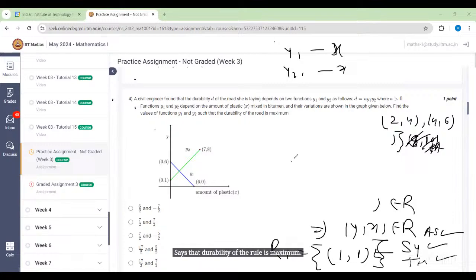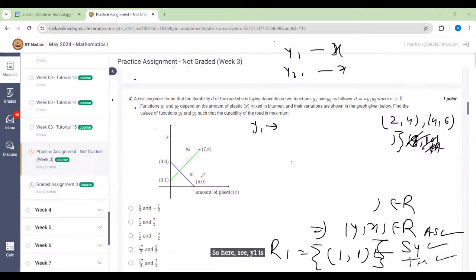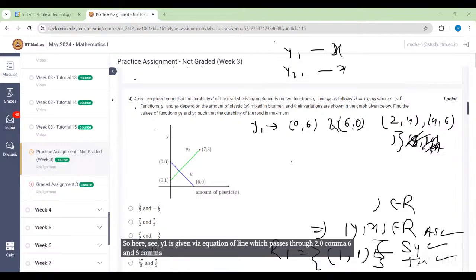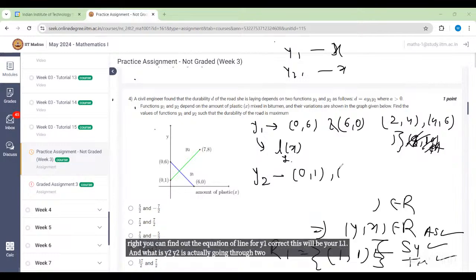Okay, so here this is the y1, y2 function, I think, given by the green line, and the y1 function is this. So what we have to find out? Here, y1 is given by the equation of a line which passes through two points, (0, 6) and (6, 0), right? So from this you can find the equation of the line depending on x. You can find the equation of the line for y1, correct? This will be your L1. And what is y2? y2 is going through two points, (0, 1) and (7, 8). So using these two points also, you can find the equation of the line for y2, right?